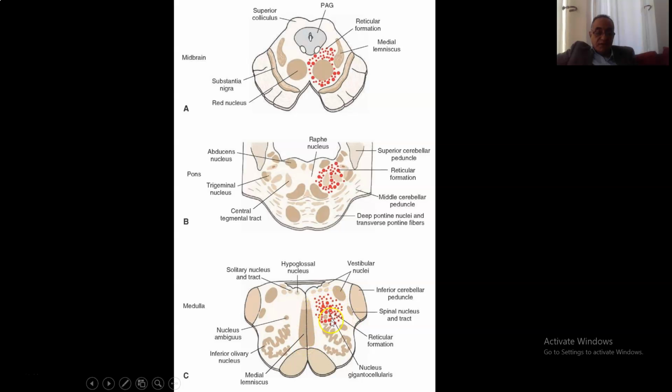This is the site of the reticular formation in the medulla, the open medulla. It's present on either side of the midline. Also in the pons, the same way, and in the midbrain, the same way. This is the site of the reticular formation, always paramedian, near the midline, forming the tegmental nuclei or the tegmentum.